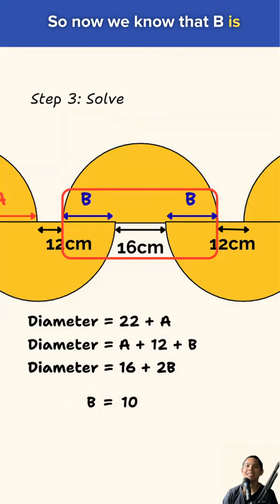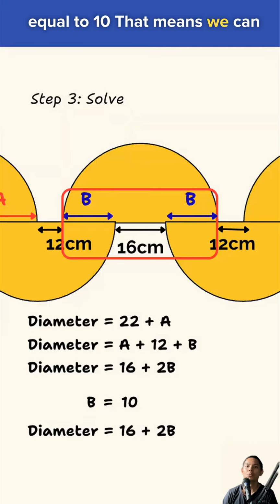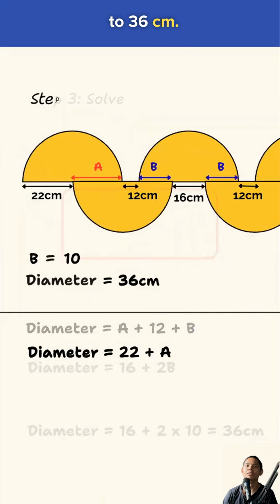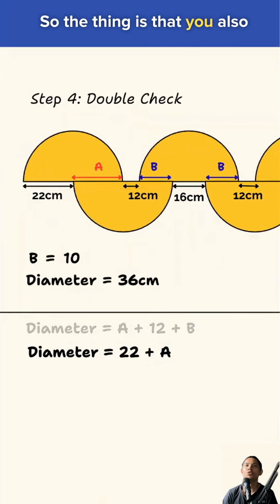So now we know that B is equal to 10. That means we can actually solve this equation, which is 16 plus 2B, equal to 36 centimeters. You also want to make sure that whatever you calculate is correct, so step 4 is to double check. We know that the diameter is 36 centimeters.